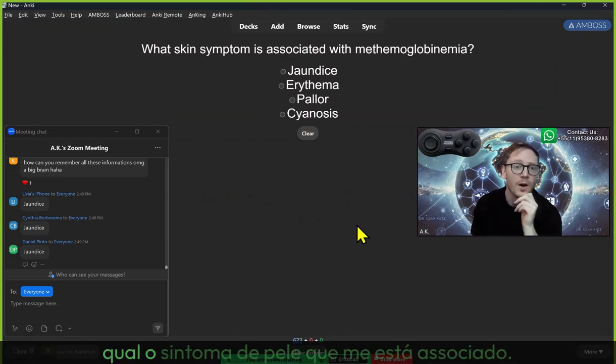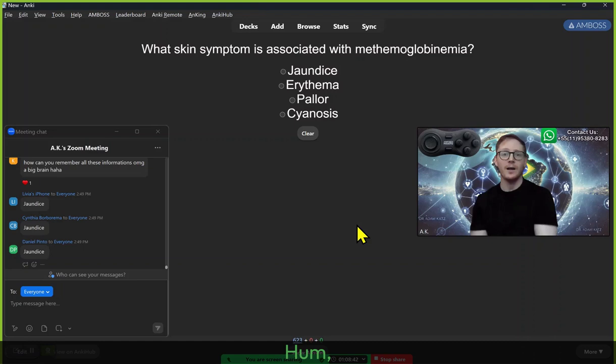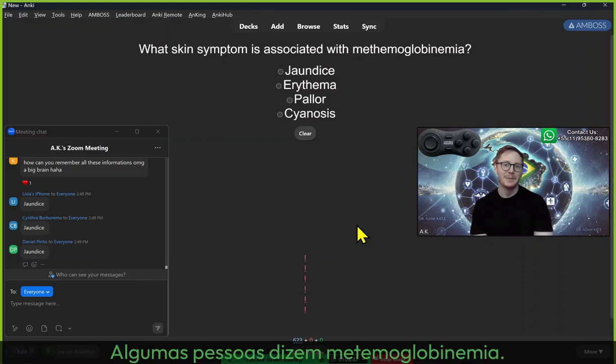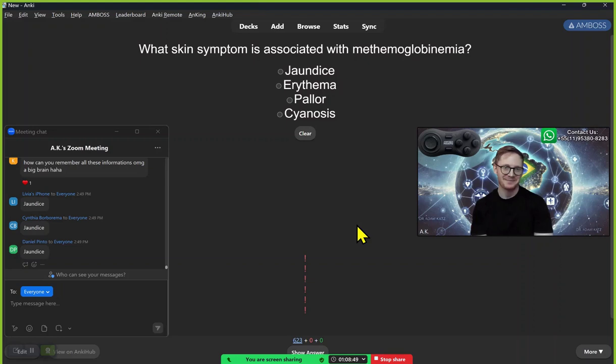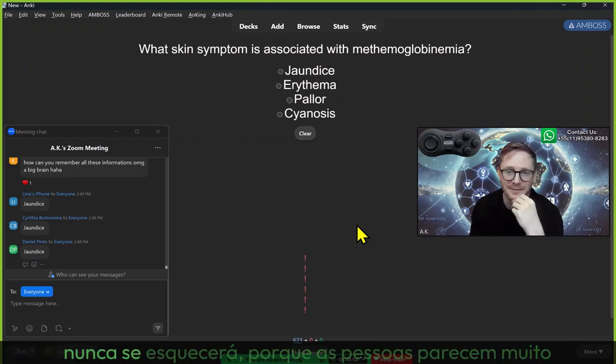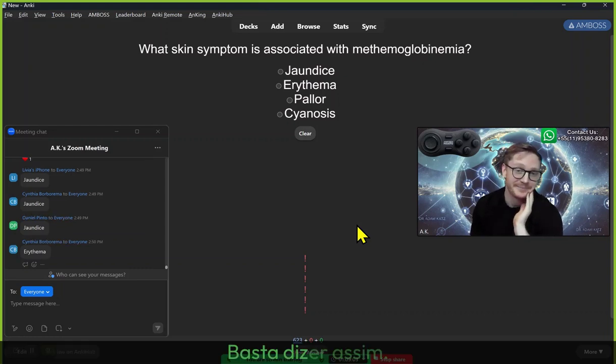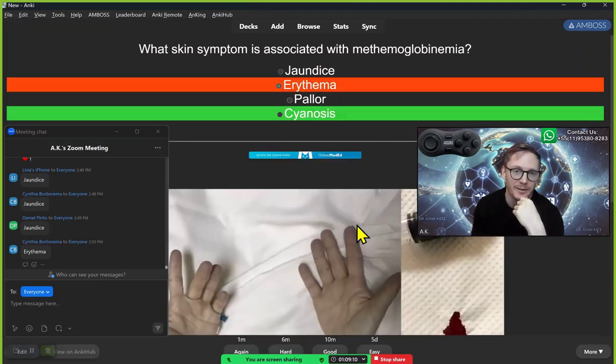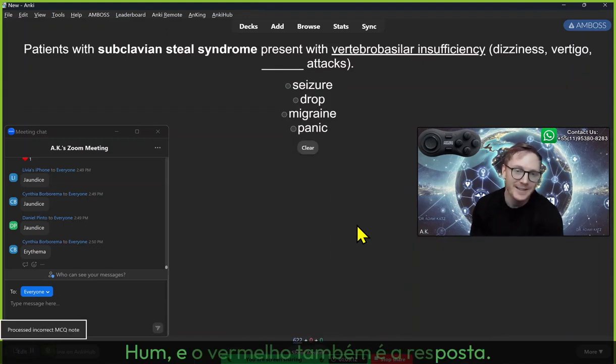So, what skin symptom is associated with methemoglobinemia? If you look up a picture of this, you'll never forget it because people look very different. They look like a Smurf but red. They look unbelievably red, and red is also the answer.